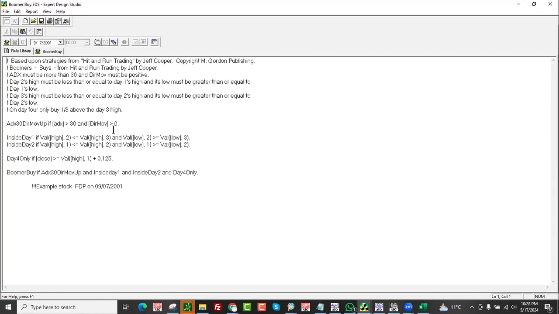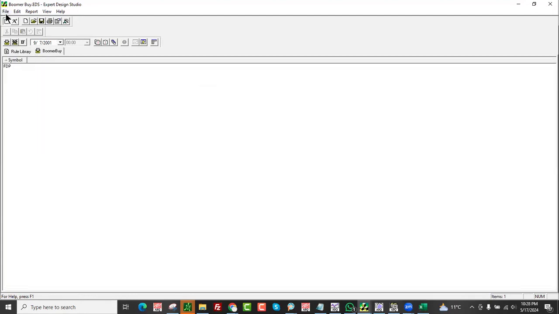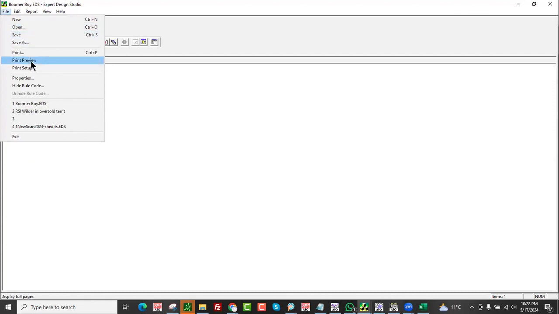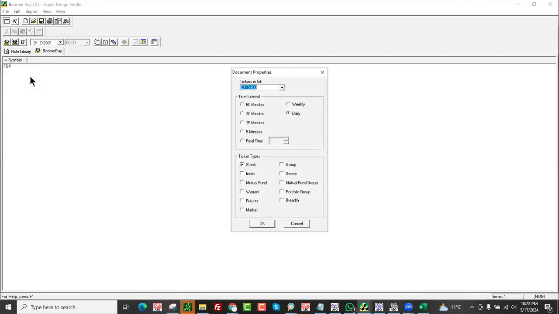And the strategy itself, when you run it on a database, it's called Boomer Buy, and you get this ADX direction, an inside day on 3 and 4, 1, 3, 2, 3, and 4, I think it is, and that's the sort of pattern that he was looking for when going long. So again, I have the ability in here to go to properties and decide what I want to run this on. So here it is set to run on the ETFs 100.